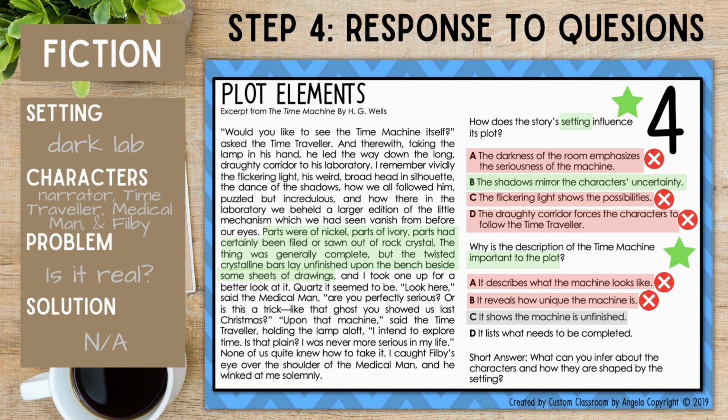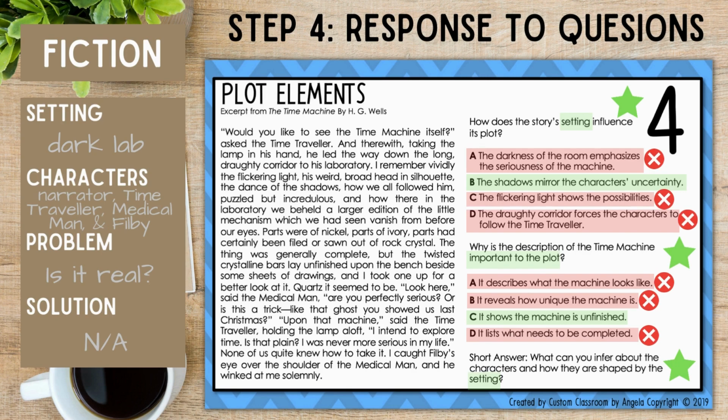All right, C, it shows the machine is unfinished. Well, this sounds pretty good because just picture the characters walking into this lab. They already feel unsure about the time machine. And now there's this description that highlights how the machine is unfinished. It really kind of drives the point home about this uncertainty of whether they actually believe him or not. And then let's look at D. It lists what needs to be completed. Well, that's not correct. There is a sheet of a drawing, but there's not really a list of what still needs to be added. All right, now for our final question.